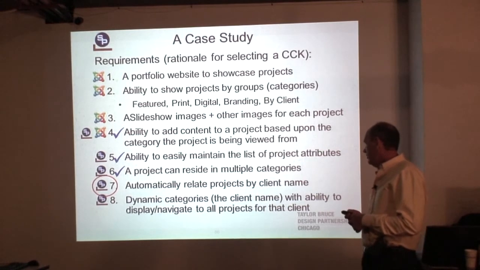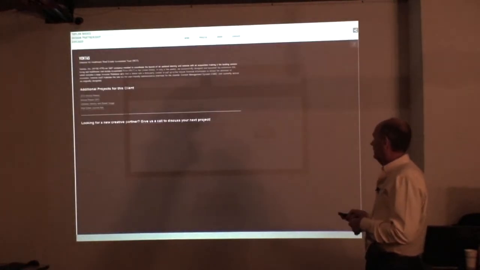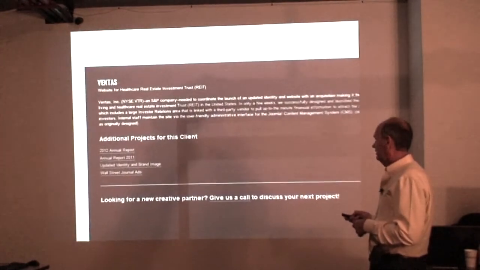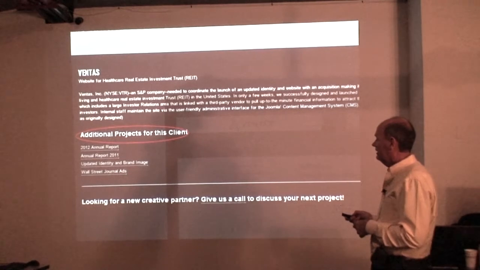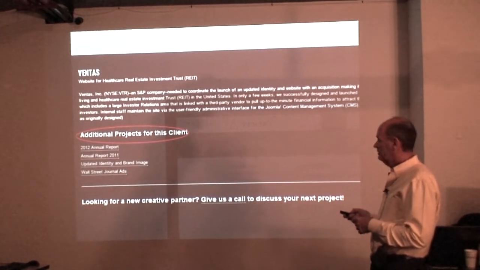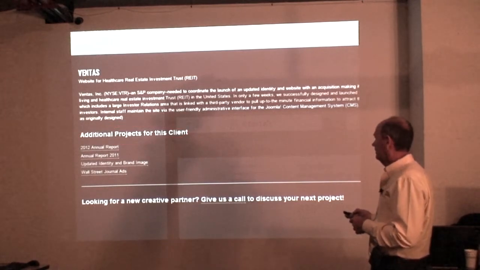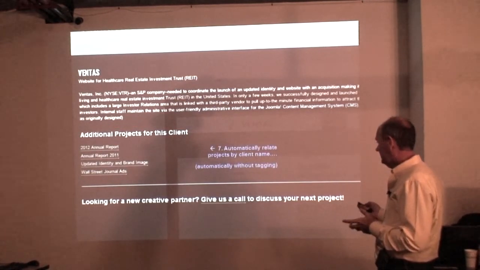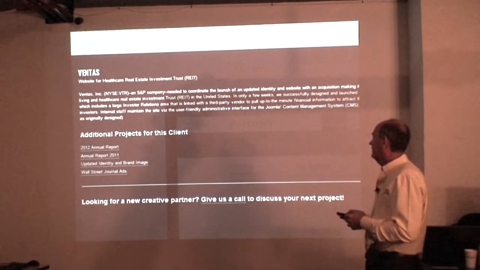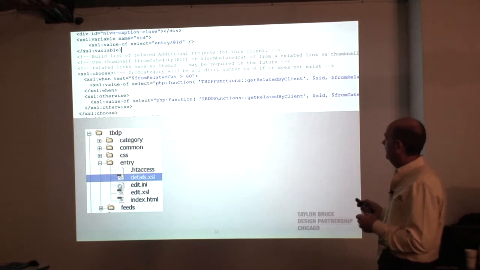Now, as far as automatically relating projects by client name, again, this is where it appears on a website. If I put in a project and the client name is Ventus, all of a sudden it will pop up in this list, and that's what I call automatically, without any tagging or doing anything. And this is sort of how I did it.